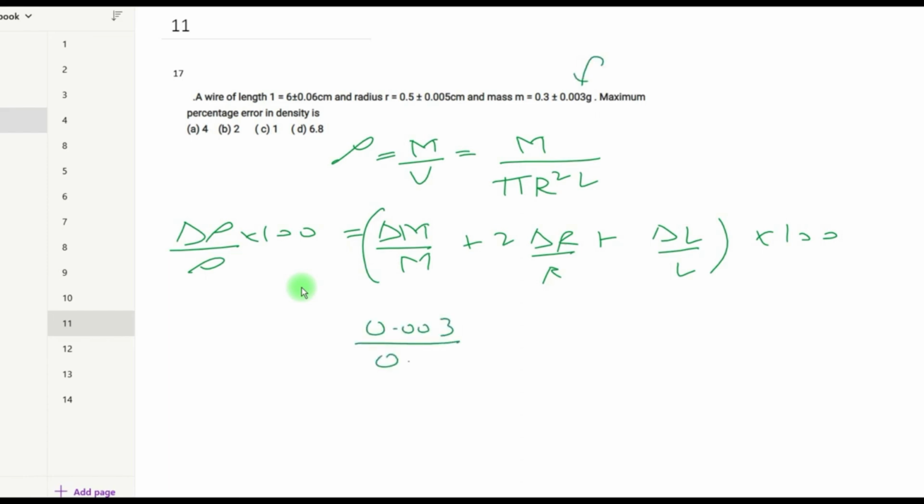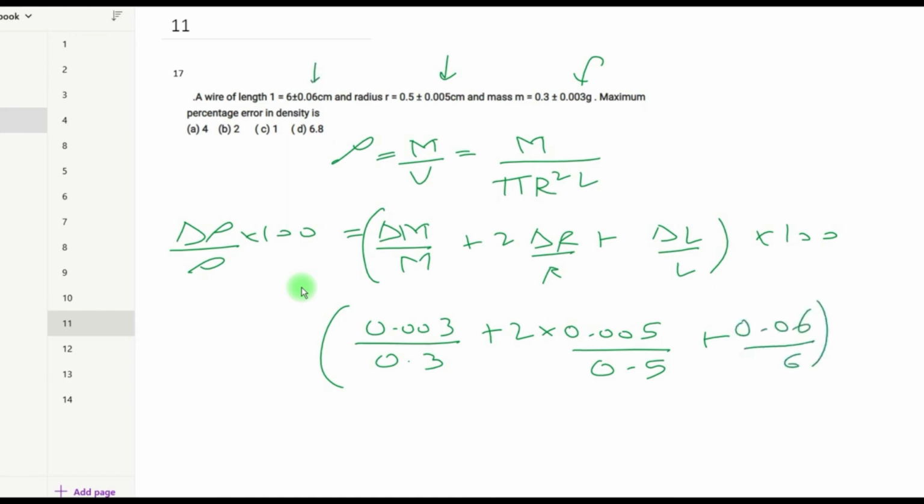Delta m is the uncertainty in the measurement of mass, which is 0.003 grams, divided by mass, which is 0.3, plus 2 times delta r, which is 0.005, over the value of radius, which is 0.5, plus delta L, which is 0.06, divided by 6, multiplied by 100. Now if you solve for the entire expression, you will get the answer as 4. Hence the maximum uncertainty in the measurement of density is 4, hence option number A.